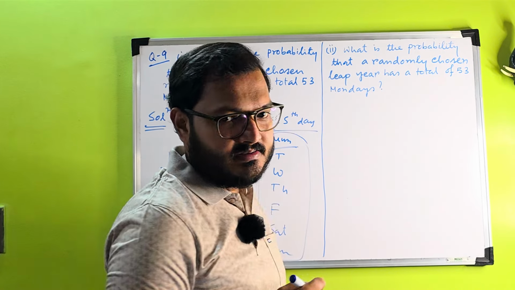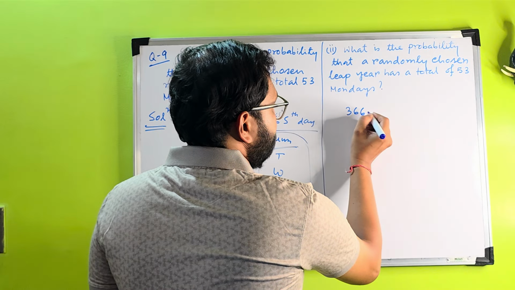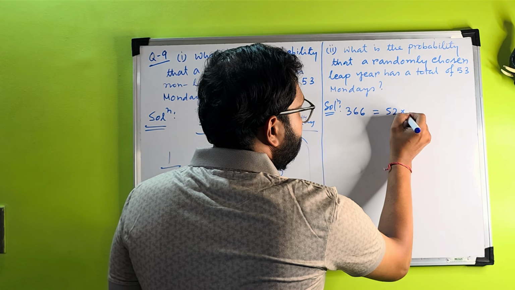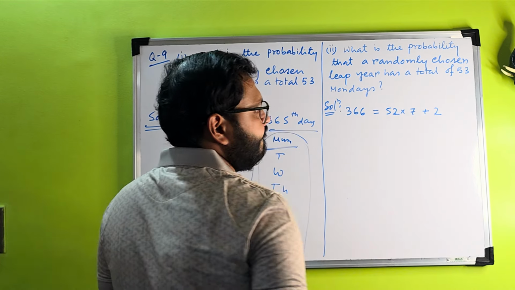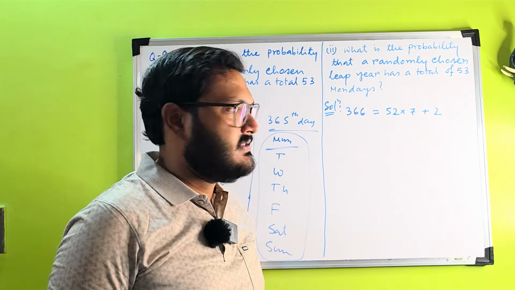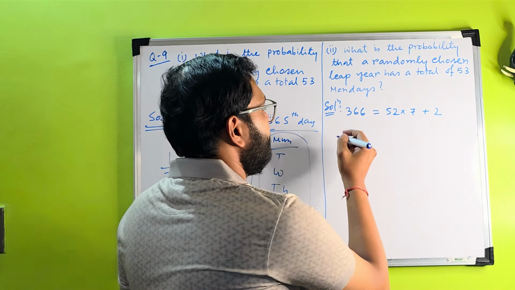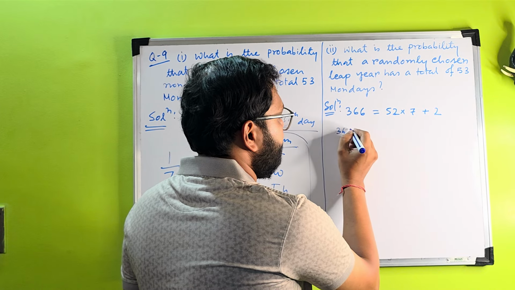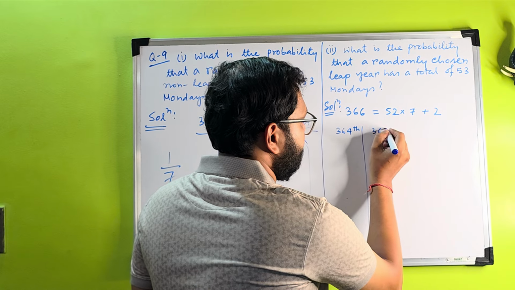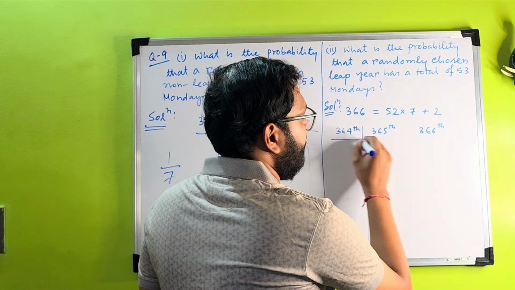Leap year means how many days? Leap year means 366 days. If I divide 366, it will be 52 into 7 plus 2. So these 2 days will create the difference. So we'll see how we can fill it. So after 364 days, there are the 365th and 366th days.